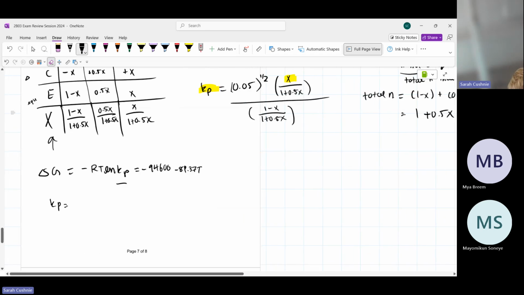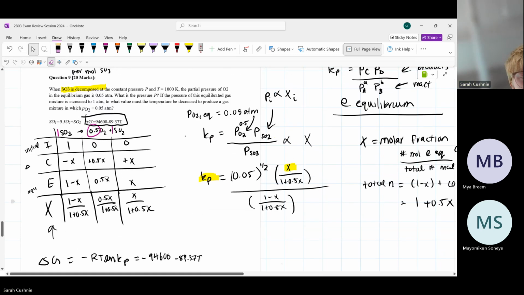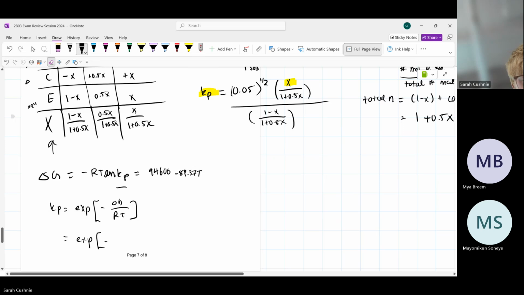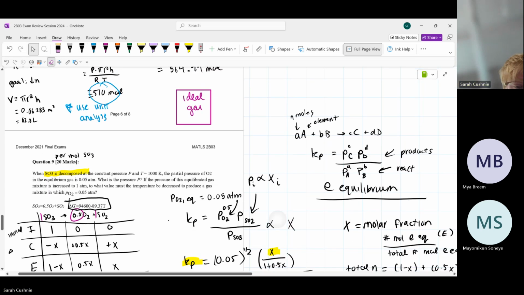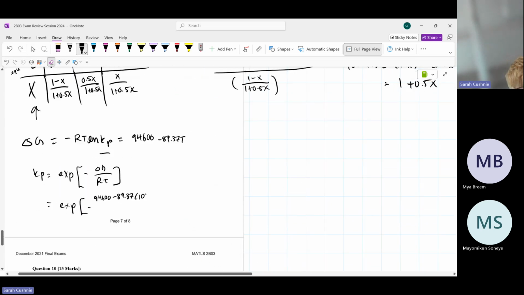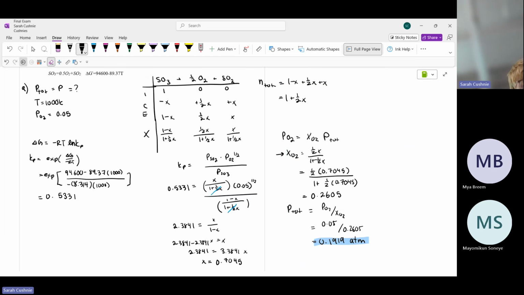So Kp is equal to the exponent of negative delta G over RT, which is equal to the exponent of negative 94600 minus 89.37 times the temperature, which here is 1000 Kelvin, all over 8.314 times 1000. If you do this, you get a value of 0.5331.